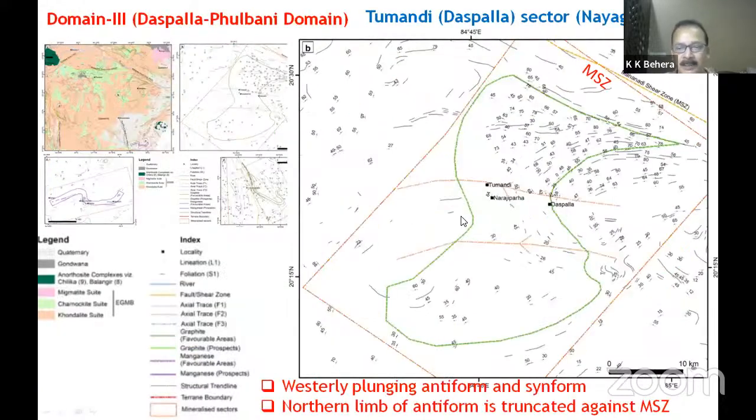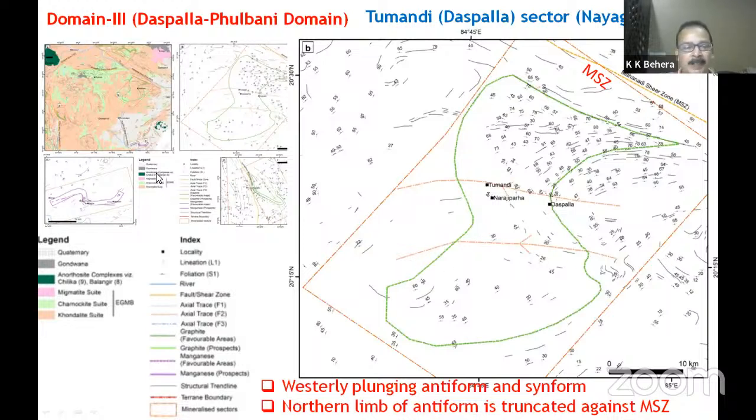In another sector, this is the two. Here we can see the Spurla graphite belt. It is a new finding, and it's covering around 700 square kilometer. We have so far covered around 7 square kilometer. In this part, if we see, it's westerly plunging antiform and synform. Towards north, we see the fold is truncated against the Mahanadi shear zone. Means, in fact, this asymmetric fold is giving the dextral sense of shearing along Mahanadi shear zone.